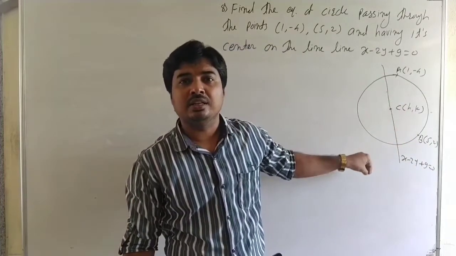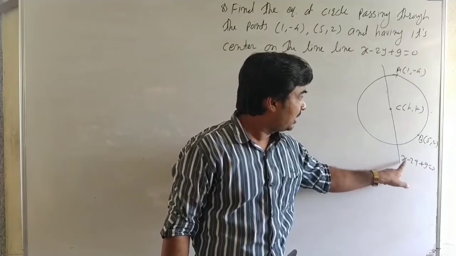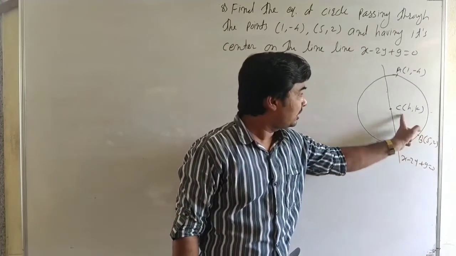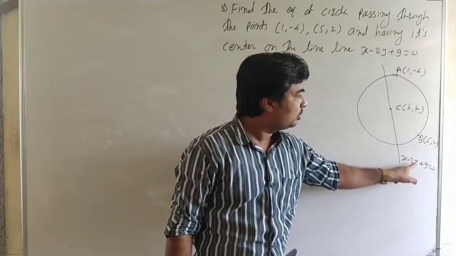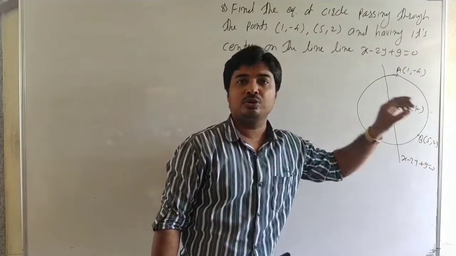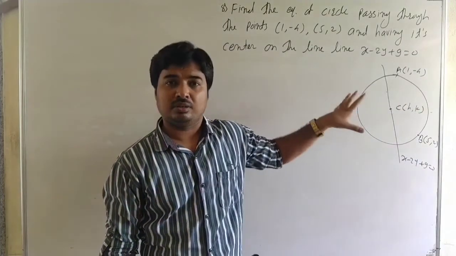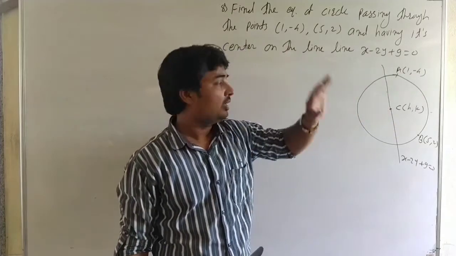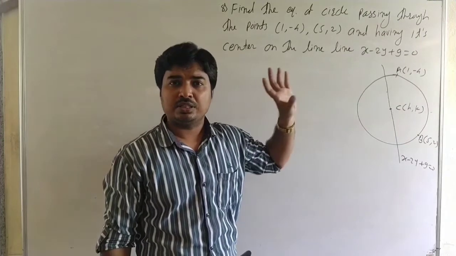Here the center lies on the line x minus 2y plus 9 equal to 0. That means the center satisfies this equation. That means the first equation is h minus 2k plus 9 is equal to 0. (h, k) satisfies this equation. It is one equation in terms of h and k. We want to find the center and radius of the circle. When we know the center, then we find the radius of the circle.